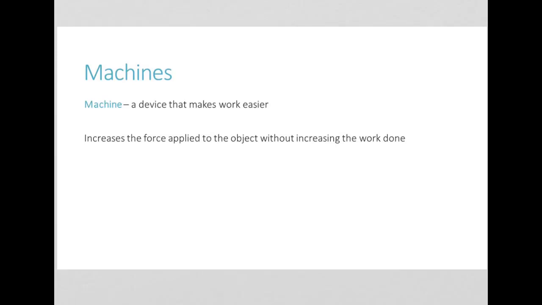So this is our intro to machines. A machine is ultimately going to be any device that makes work easier, and that sort of makes sense. If you think about the machines that you use in your everyday life, we typically have them to make our work easier. And what machines will do is they will increase the force applied to the object without actually increasing the work done. So you can have more force applied to the object with the same amount of work.